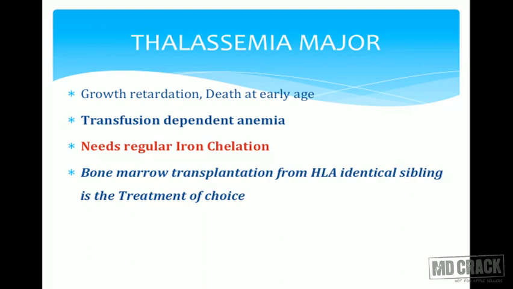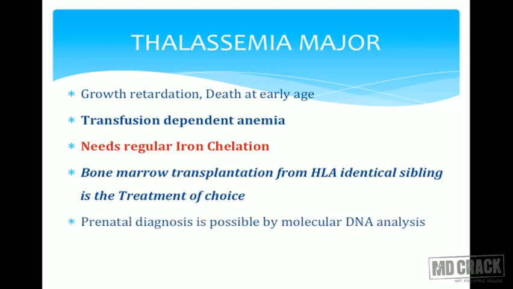The treatment of choice is what? Bone marrow transplantation, provided the patient has an HLA identical sibling. And that sibling should be ready to give his bone marrow. Then only can you cure the thalassemia as such. So bone marrow transplantation from an HLA identical sibling is the treatment of choice.